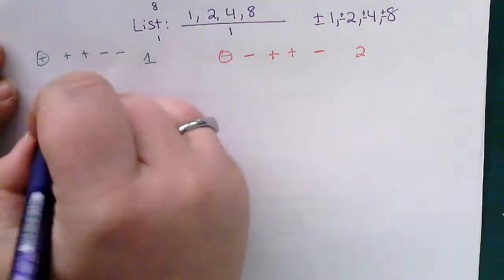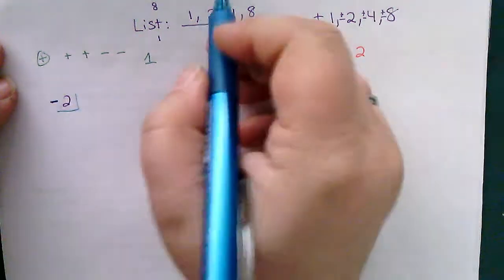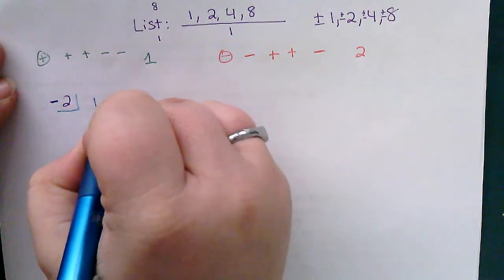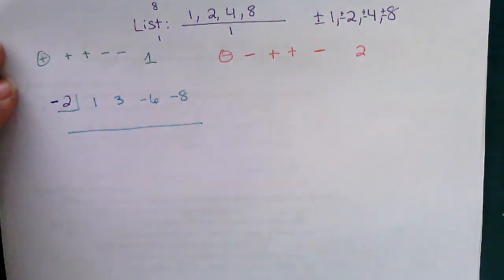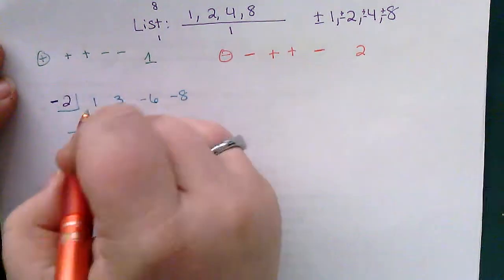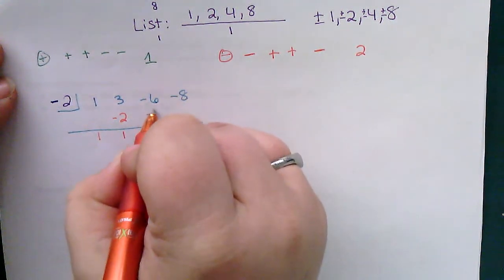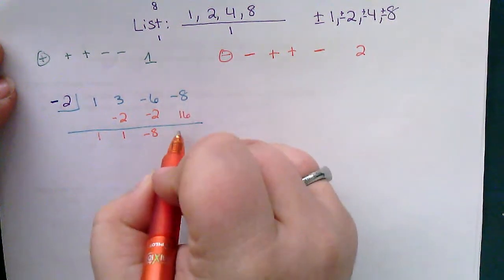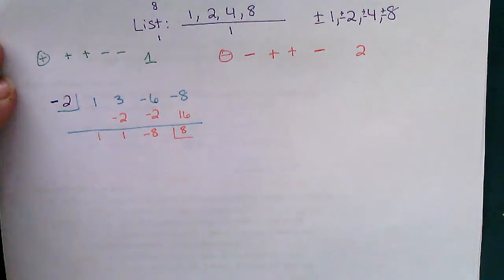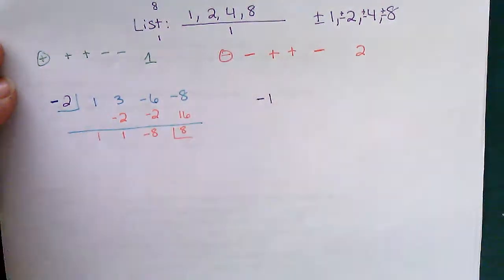Oh, that's the wrong color. Negative 2. So negative 2 is going to go in my box. My coefficient line is 1, 3, negative 6, and negative 8. And so as I complete this problem, 1 drops down, multiply by negative 2, add down, multiply by negative 2, add down, multiply by negative 2, and that did not give me 0. So let's pick another number. So let's pick negative 1 this time.